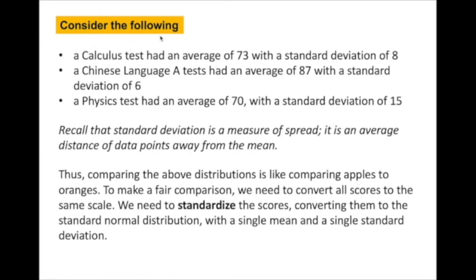Consider the following. A calculus test had an average of 73 with a standard deviation of 8. A Chinese language A test had an average of 87 with a standard deviation of 6. A physics test had an average of 70 with a standard deviation of 15. Recall that standard deviation is a measure of spread. It is an average distance of data points away from the mean.